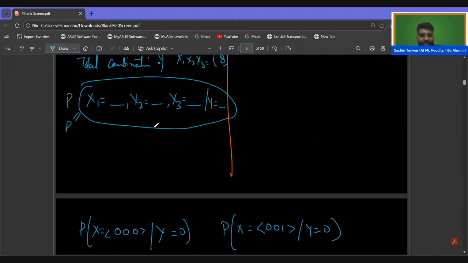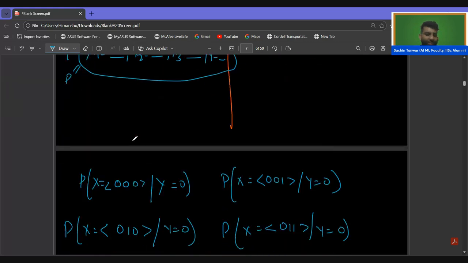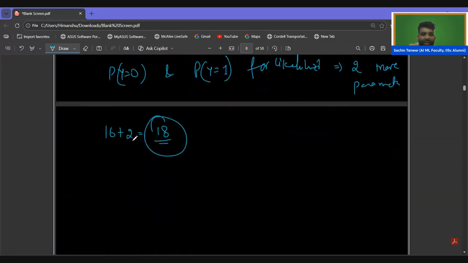How 16? If all these three were binary variables, so 2 for each possibility, 2 into 2 into 2, 8 combinations are possible entirely. Now, what is the probability of those 8 combinations for a particular class? How many classes do I have? 2 classes. So 2 into 8, 16 likelihood values I should have. Plus, how many priors are required? The number of classes. That means 16 plus 2, 18. So I hope this idea is clear.